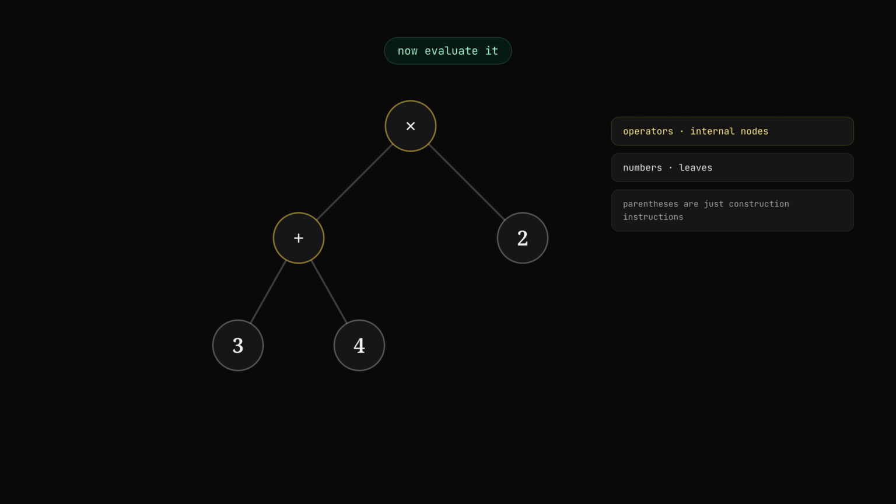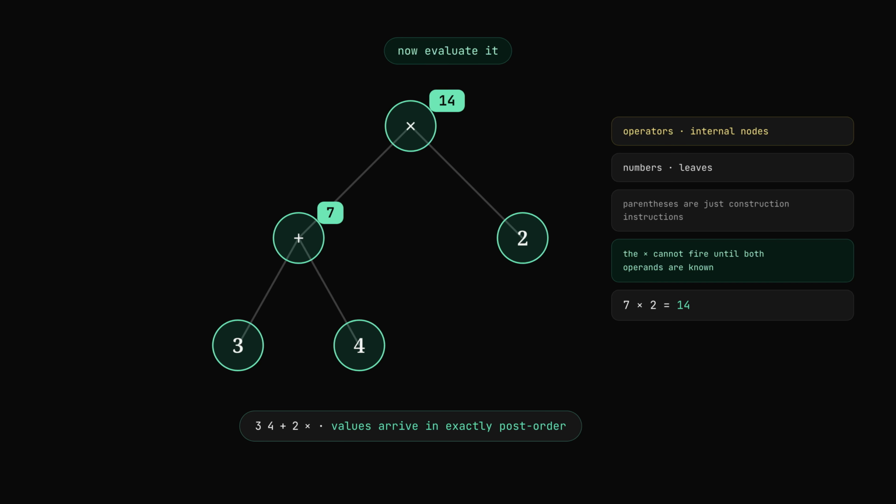Now evaluate it. You cannot apply the times until both operands are known, and the left operand is itself an expression. So, down the left, 3, 4. Apply the plus, 7. Right side, 2. Now the times has what it needs. 7 times 2, 14. The values became available in exactly post order.